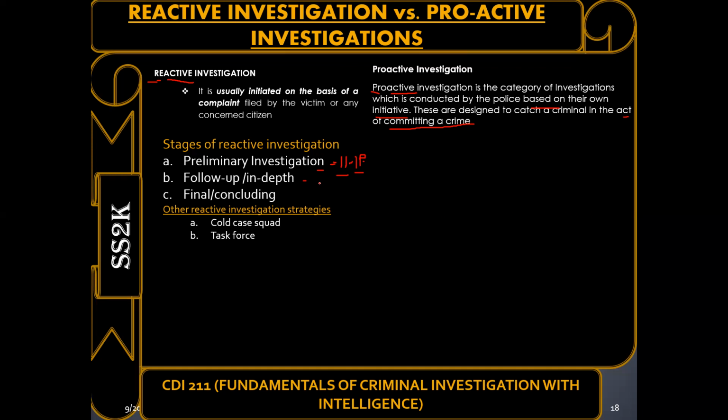Follow-up investigation is also known as following investigation or in-depth investigation. The focus of in-depth investigation is tracing, locating, and eventually arresting the suspect. Iyan po ang focus ng follow-up investigation. Okay? Ayan. So yung pag-conduct ng follow-up operations.